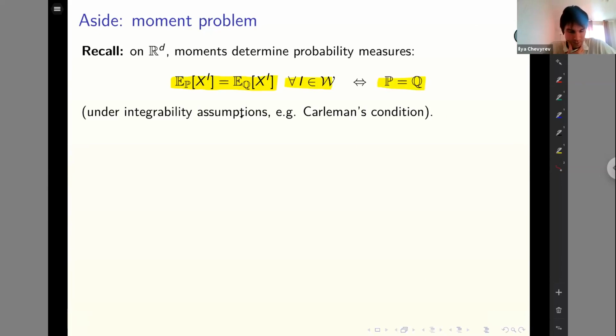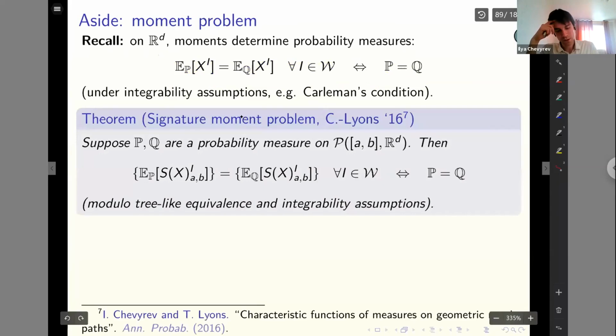So this is, and again, under some integrability assumptions. It's actually not true in general, but you can find counterexamples. But all the counterexamples have moments that grow sufficiently quickly. So if you bound the growth of moments, then this equivalence holds. Okay, so this followed from the Stone-Weierstrass theorem, or more generally from Carleman's condition.